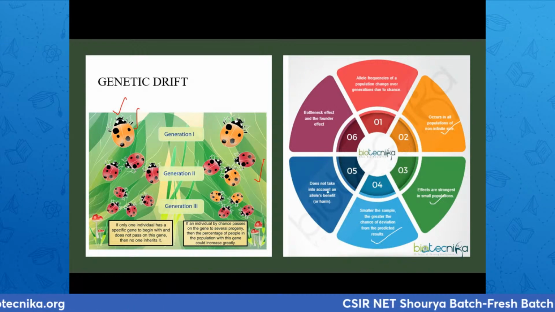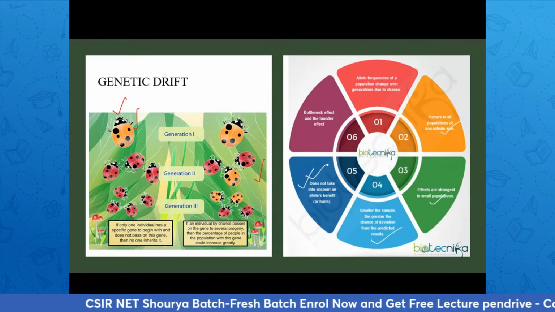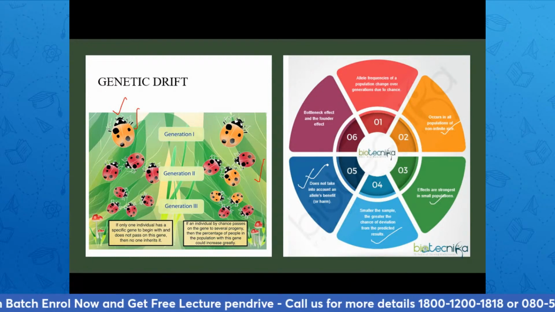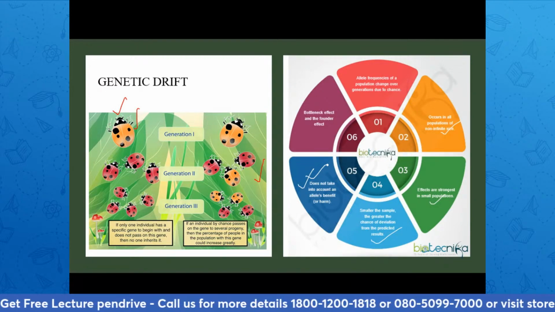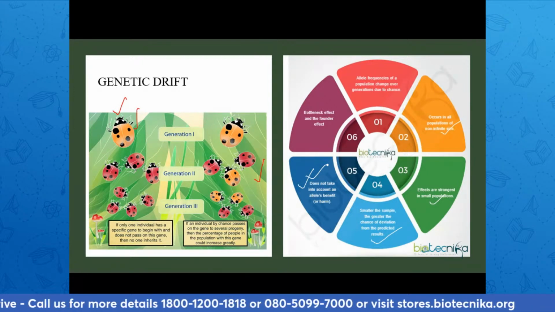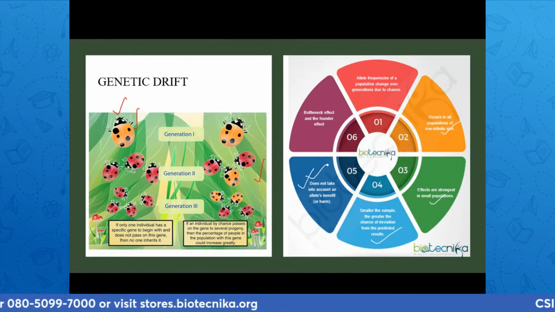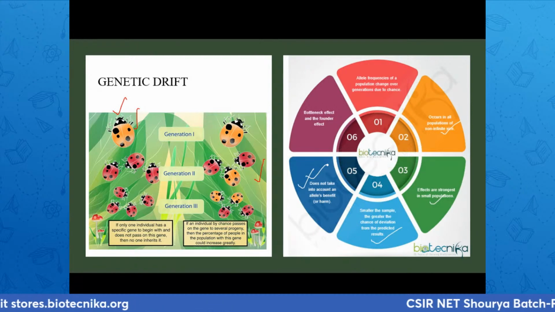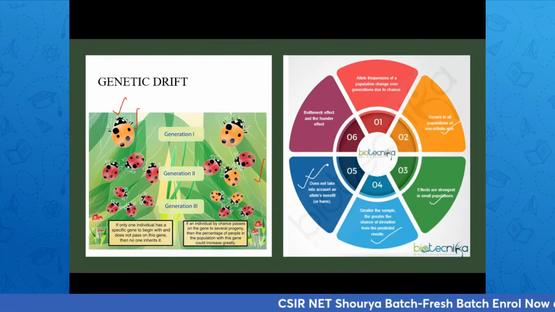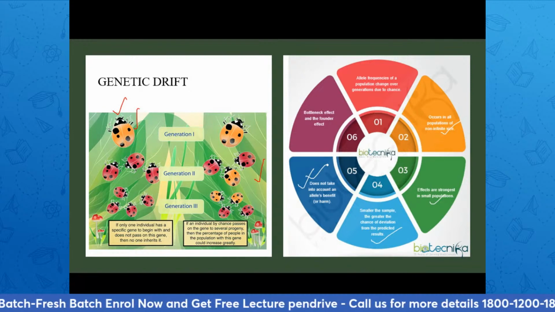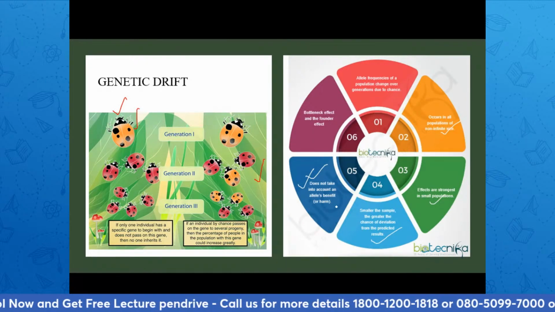Now, it does not take into account any allele's benefit. This is very, very important. If you compare it with natural selection, as I told you, natural selection is biased, always favoring the alleles or genes which increase your fitness. But genetic drift is a random sample. It doesn't pay attention to whether the alleles which are lost are beneficial or detrimental. So in course of time, you might lose important alleles, or you might have some harmful alleles getting fixed in a population.